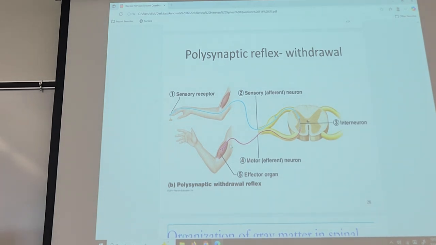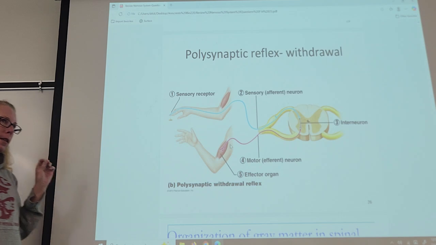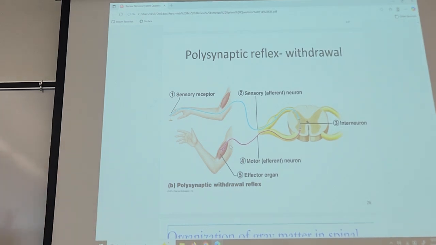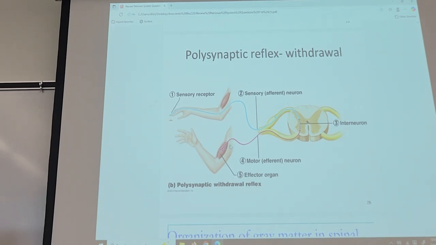painful stimulus. And again, this happens lightning fast, right? But it's not as fast as a monosynaptic, right? Because you're adding another neuron in the chain. So it takes maybe a nanosecond longer for a polysynaptic reflex to occur, okay? But it's still involuntary, something you don't have any control over.